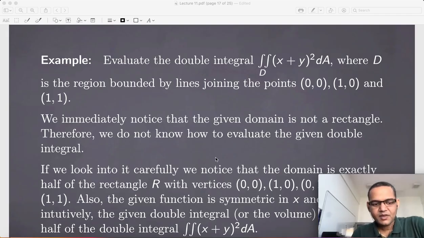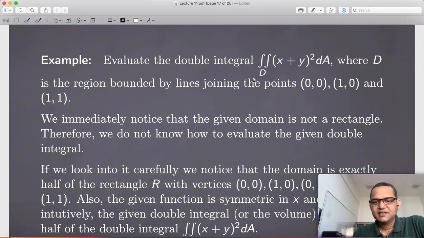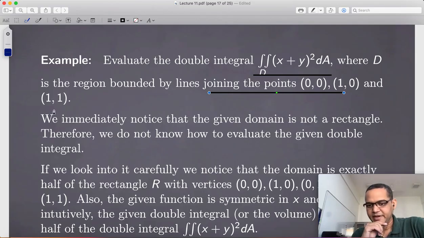Okay, so now I am going to consider another example in this line, and suppose that we are asked to compute this double integral over D. And what is this domain? This domain is bounded by these lines which are joining these 3 points, so (0, 0), (1, 0) and (1, 1).